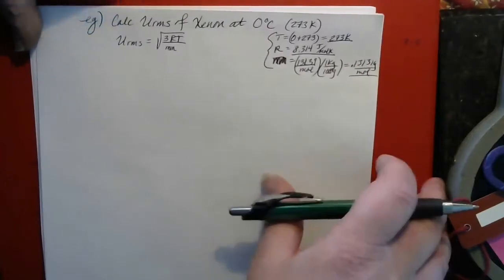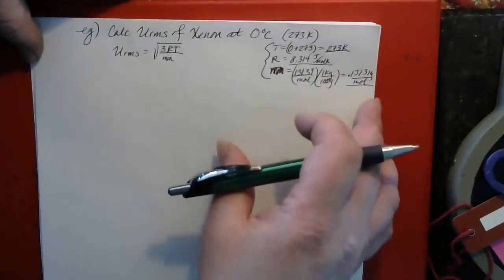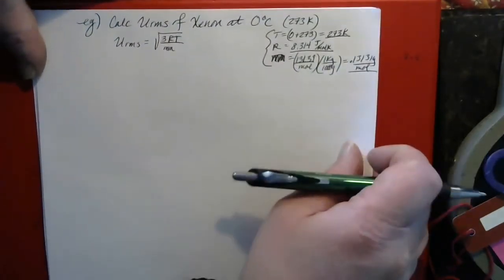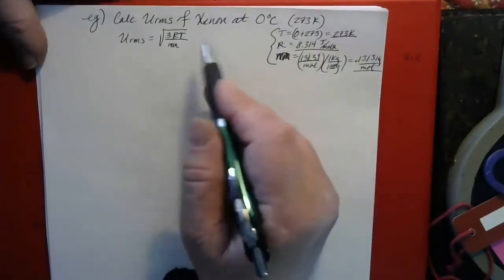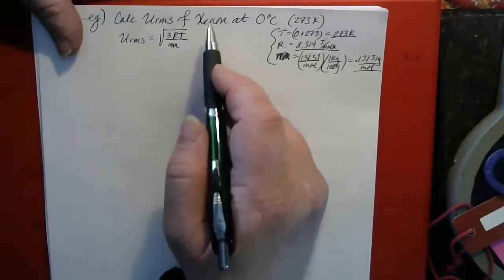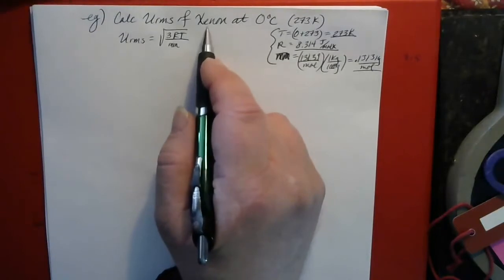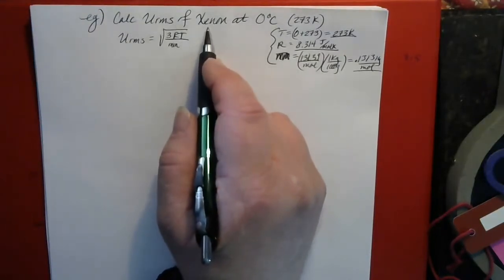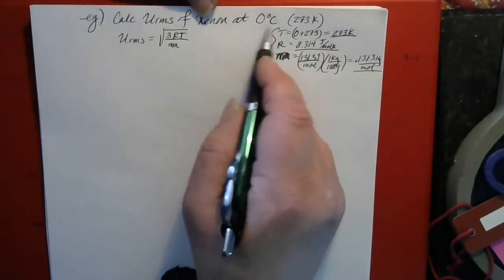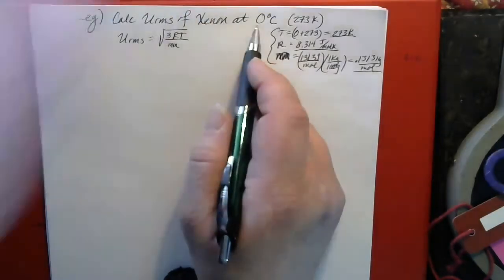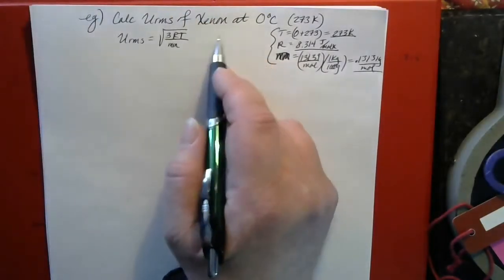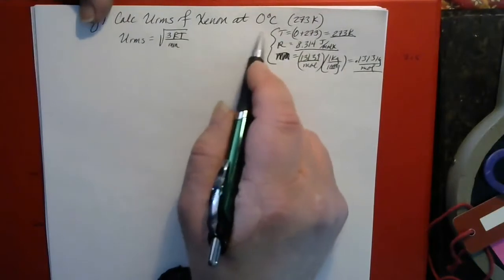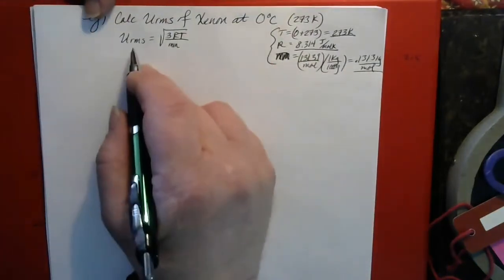All right, and one last thing that I wanted to do was one more example of calculating the root mean square velocity of a gas at a given temperature. This time going kind of to an extreme with xenon gas, which is a really large, heavy atom, at 0 degrees Celsius, which is a pretty low temperature. So what would the root mean square velocity of xenon be at 0 degrees Celsius?